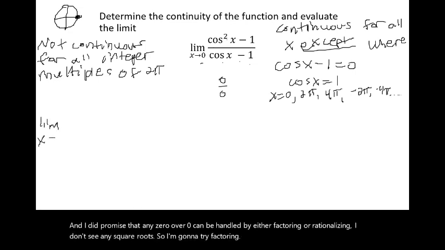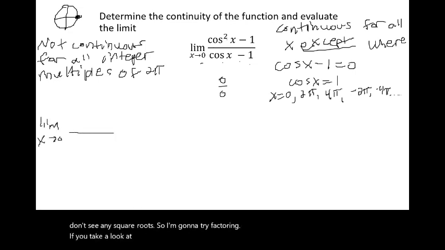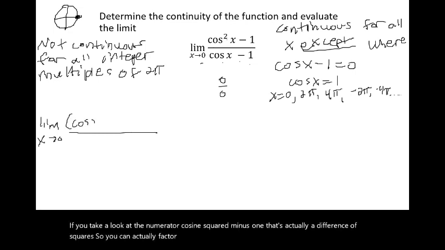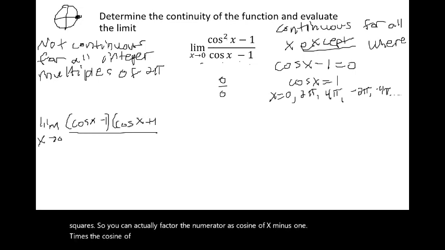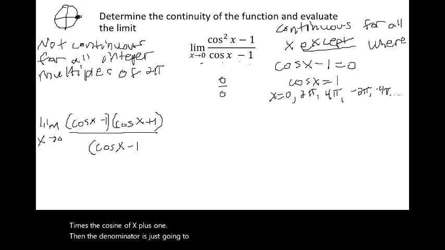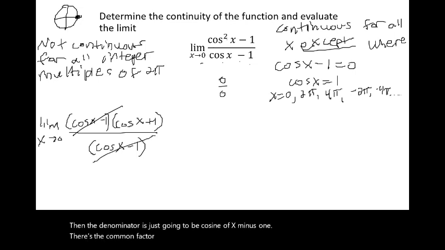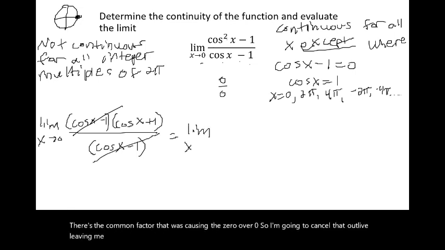If you take a look at the numerator, cosine squared minus 1, that's actually a difference of squares. So you can factor the numerator as cosine of x minus 1 times the cosine of x plus 1. Then the denominator is just going to be cosine of x minus 1. There's that common factor that was causing the 0 over 0, so I'm going to cancel that out, leaving me with the limit as x approaches 0 of the cosine of x plus 1.